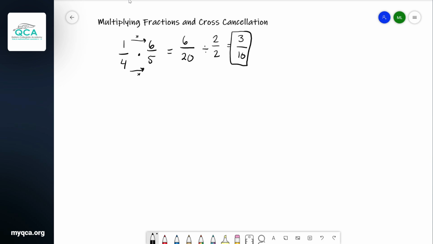Now, let's talk about cross-cancellation. There's another way I could have solved this, one that I think is actually faster. It's called cross-cancellation.